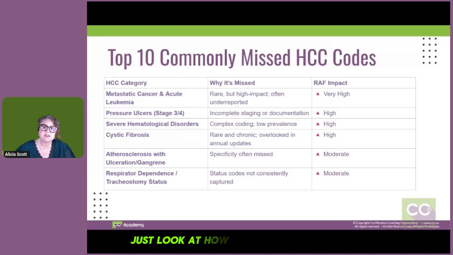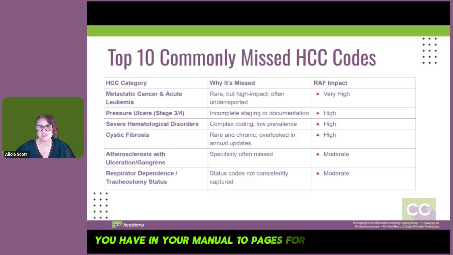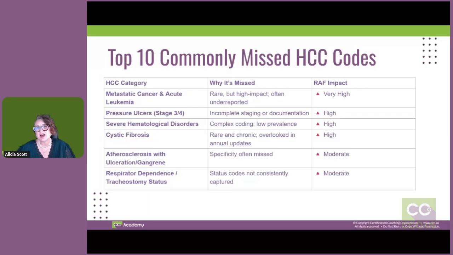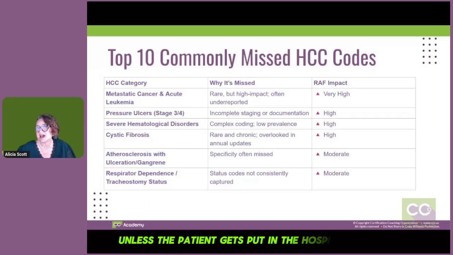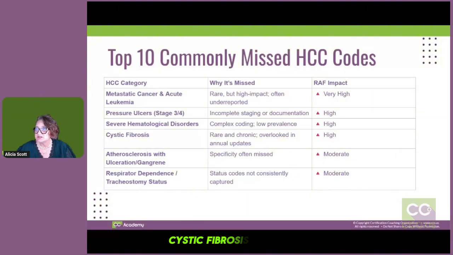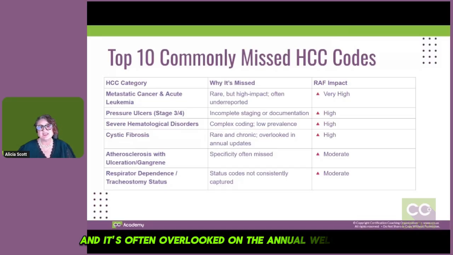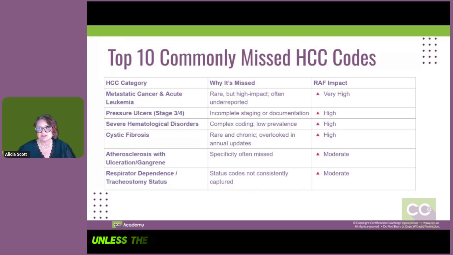Just look how many anemia pages you have in your manual. 10 pages for just anemia. It doesn't usually get covered a lot unless the patient gets put in the hospital and then they mention the patient has anemia. Cystic fibrosis, it's rare, but it is a chronic condition, and it's often overlooked on the annual wellness visit unless the patient's got a problem.